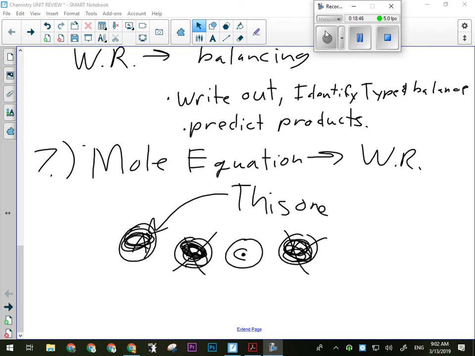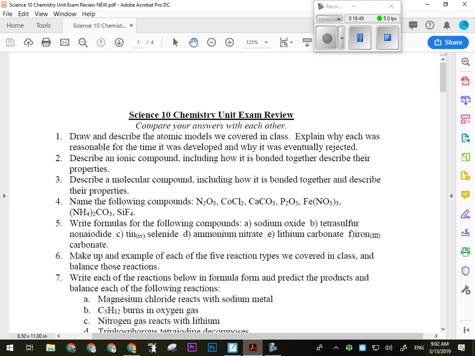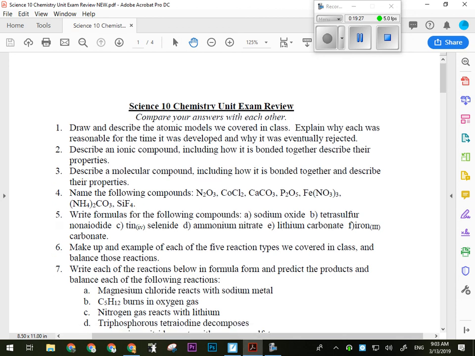Okay, so I gave you the review package. I put it on Google Classroom the other day. You also got a key for this. There's a file that's just the questions, and then there's also the key. The first page is basically just recommended activities to help you review important material. So there's describe the atomic models we covered in class, because there's a couple of multiple choice questions where I show you a picture of somebody's model, or I ask you something about what somebody discovered. Then question number 2 says describe an ionic compound, including how it's bonded together. So properties of compounds. Same thing for molecular. So we need to know that stuff.